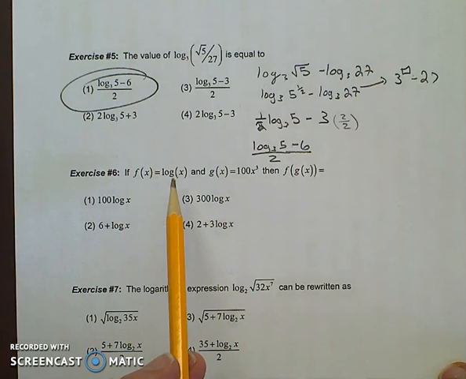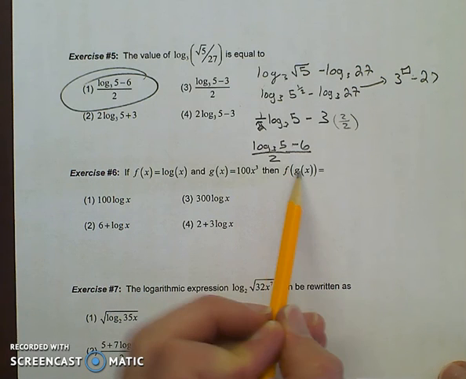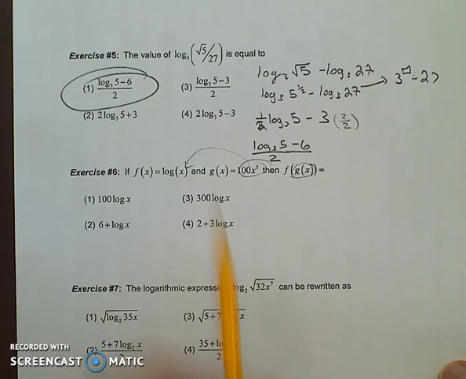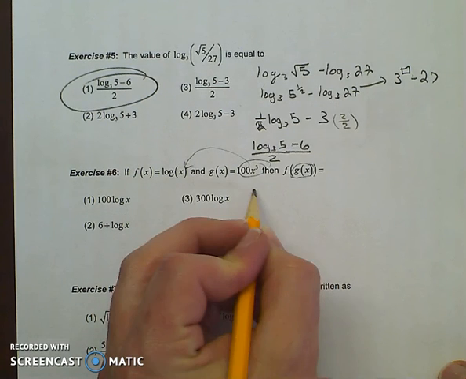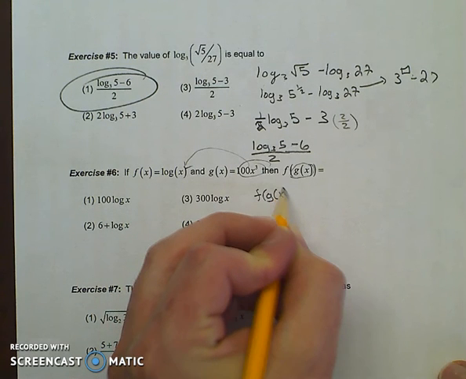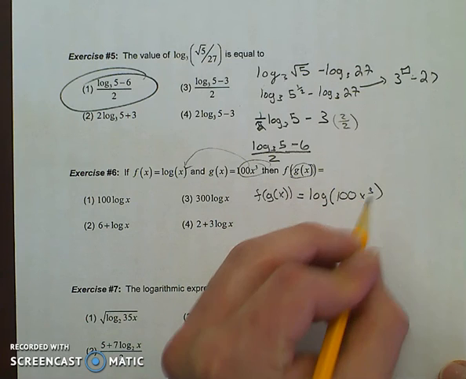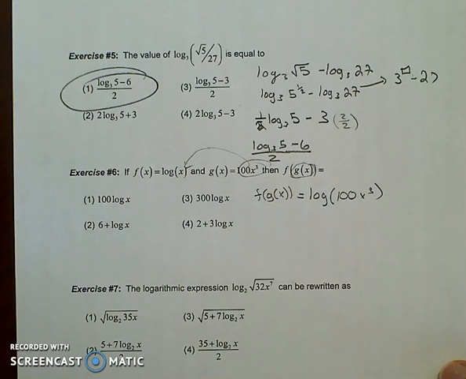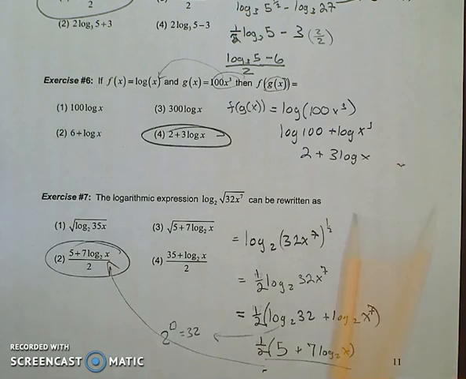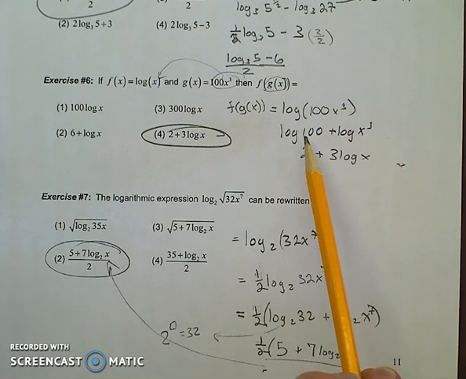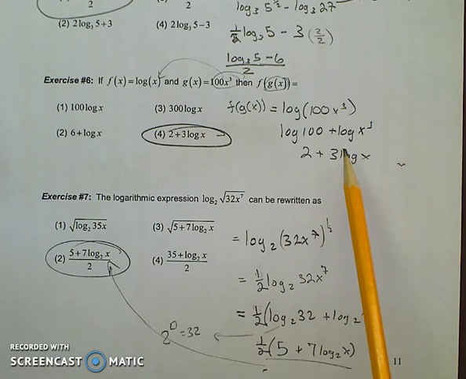Now with this one, it's a little more difficult because we have a composition. We're taking g of x and we're plugging it into x. So I want you to rewrite it as f of g of x equals log of 100x cubed. Now pause it and try to do that one. So guys, I hope that you saw that you could split up 100 and x cubed. Log of 100, again, 10 to what power gives you 100? That's 2. Bring the 3 out in front, and you get 2 plus 3 log x.